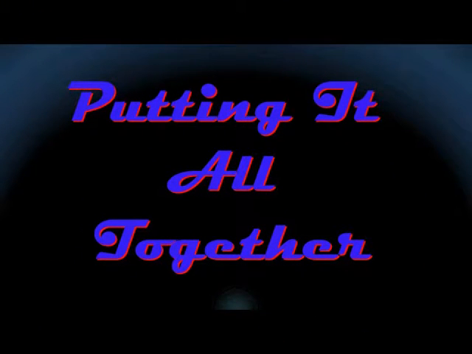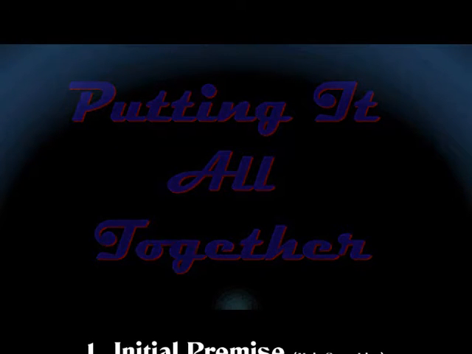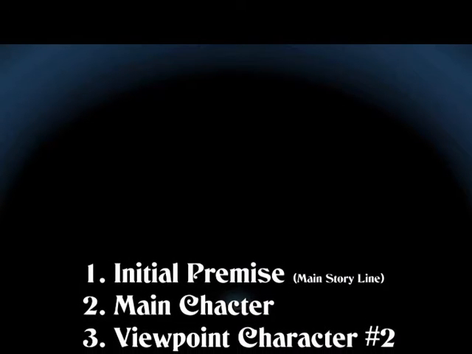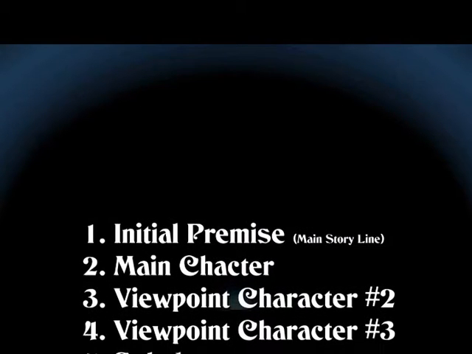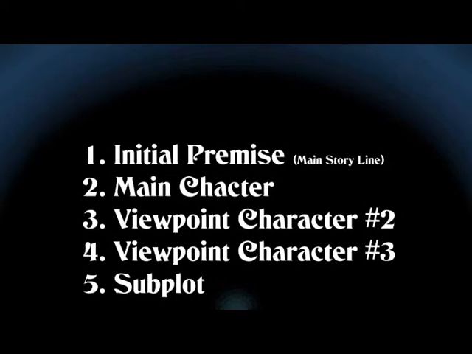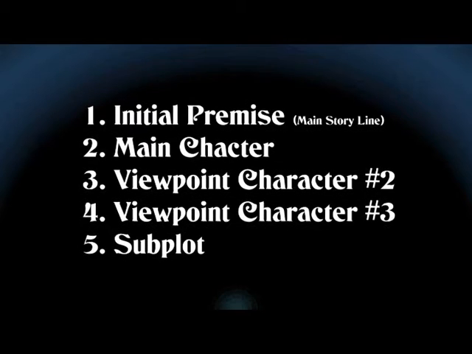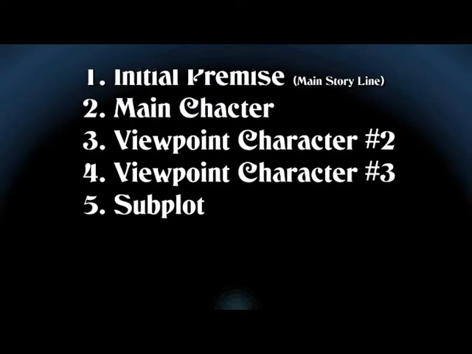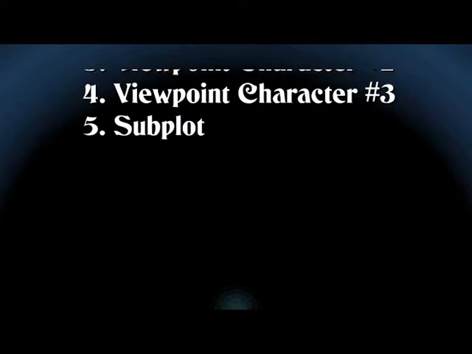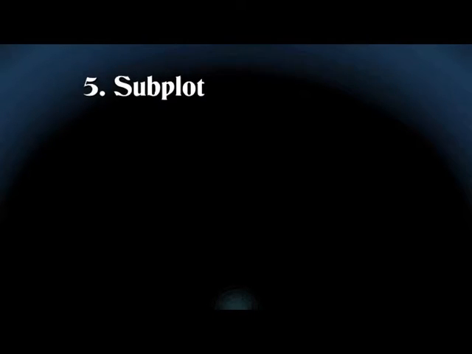Putting it all together. Okay, by now you have your initial premise, which is also your main storyline. You have your main characters, your viewpoint character number 2, your viewpoint character number 3, and one subplot. How are you going to write about each one of these and keep track of what you're doing to make sure you keep the storyline moving enough to keep your readers glued to your book? That's the big question, isn't it?